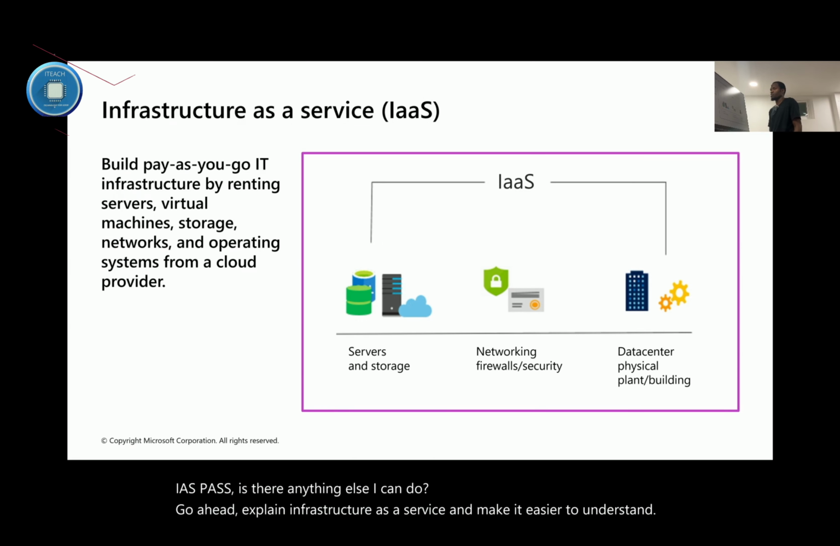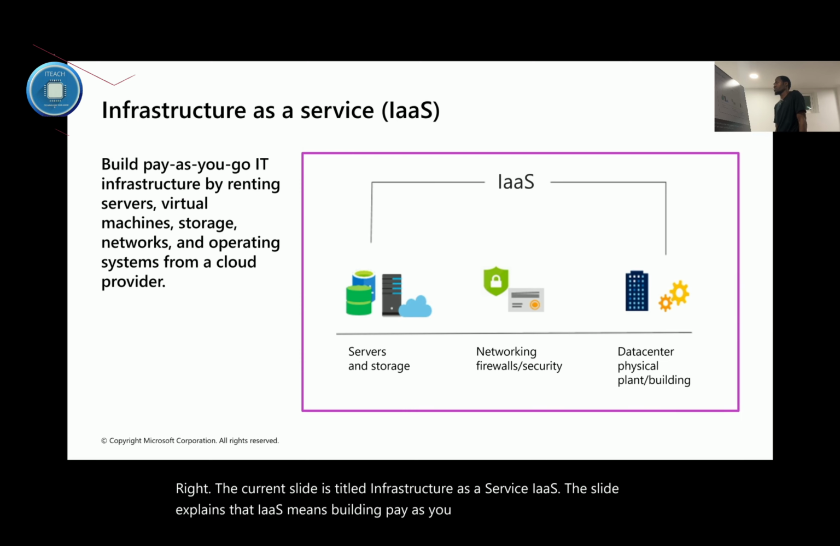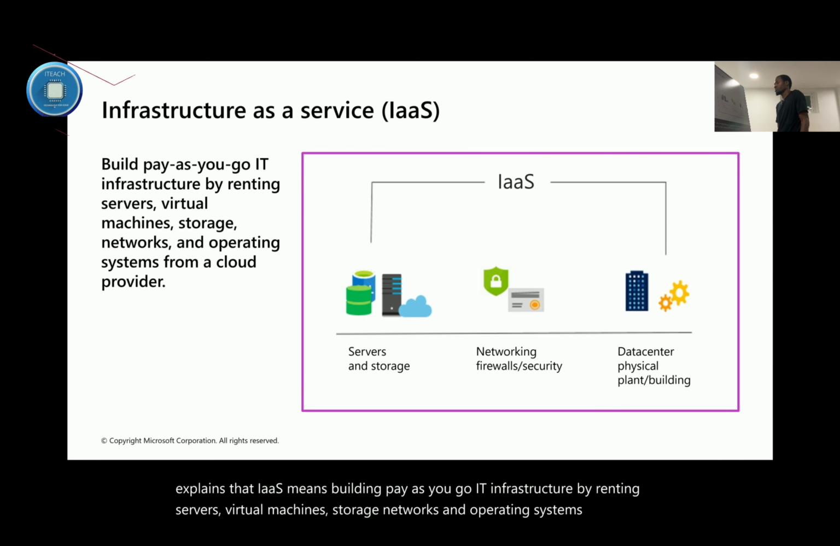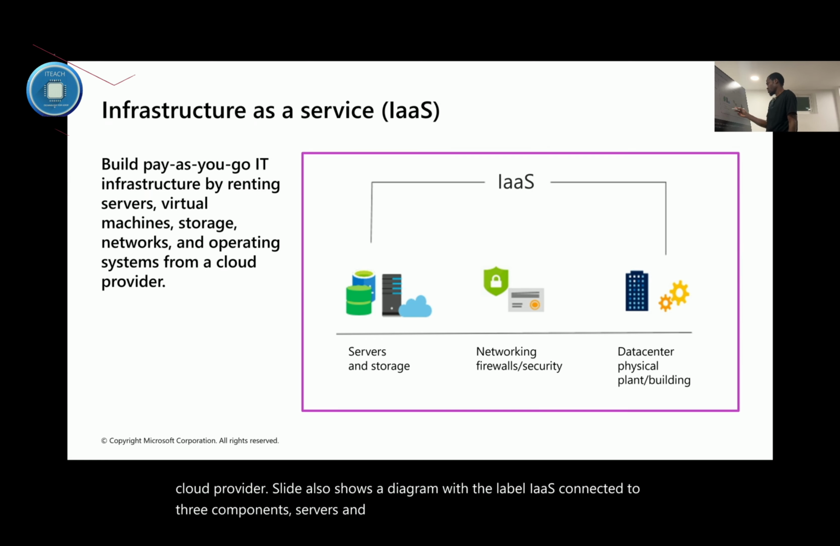The current slide is titled Infrastructure as a Service, IaaS. The slide explains that IaaS means building pay-as-you-go IT infrastructure by renting servers, virtual machines, storage, networks, and operating systems from a cloud provider. The slide also shows a diagram with the label IaaS connected to 3 components: servers and storage, networking firewalls/security, and a data center or physical plant/building.